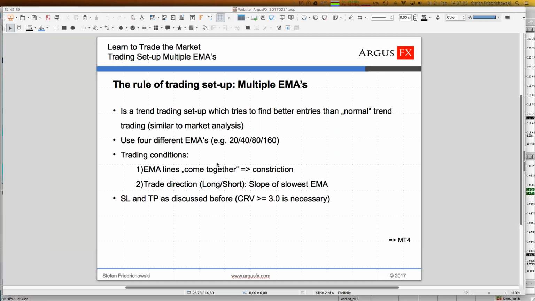So in order to identify that correction within the trend, we use the 4 EMAs, and we look for those 4 EMAs to come together. Formally, that is a constriction of the 4 EMAs, and if that is the case, then it's a good point in time to open a trade, and the trade direction is simply defined by the slope of the slowest EMA.